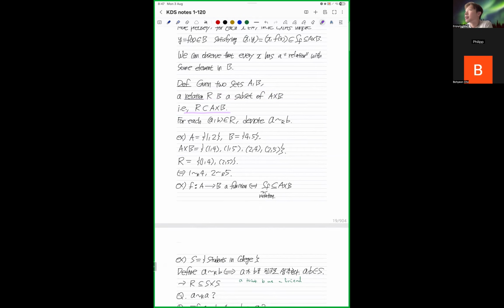I think, looking at the definition again, the only exception would be if it's empty. So I think a relation cannot be an empty subset.